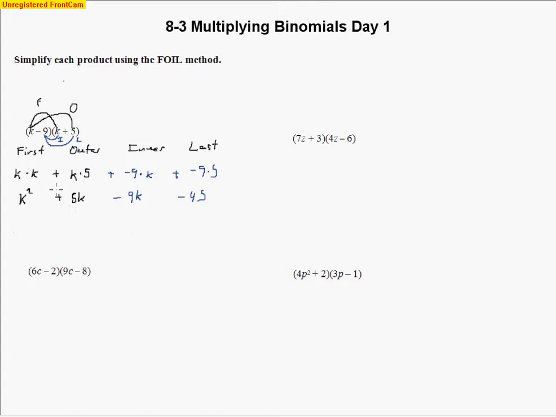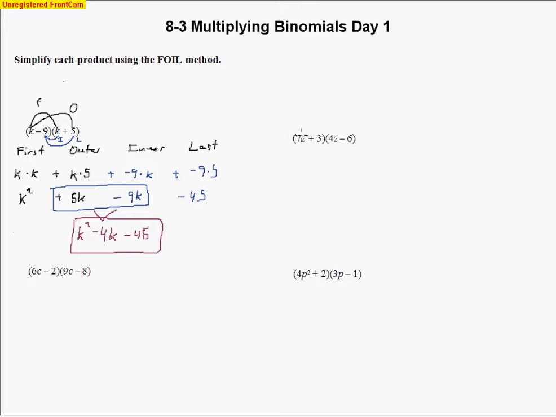So I go ahead and collect like terms. These two terms will collect together, and so I'm left here with a negative 4k. That's what I got when I collected these two. And then I just bring down the k squared and the minus 45, and that's it. And that's my answer. So k squared minus 4k minus 45. So we'll use that same method with these next problems.